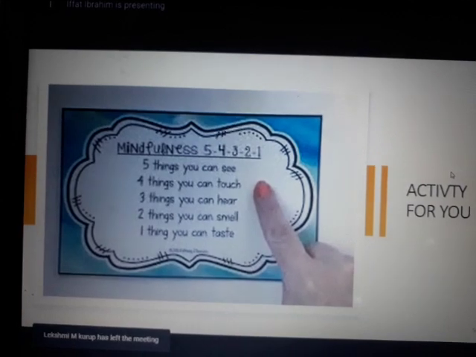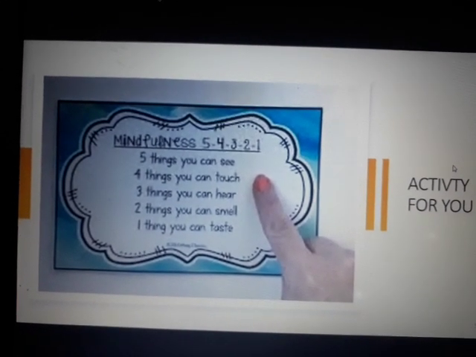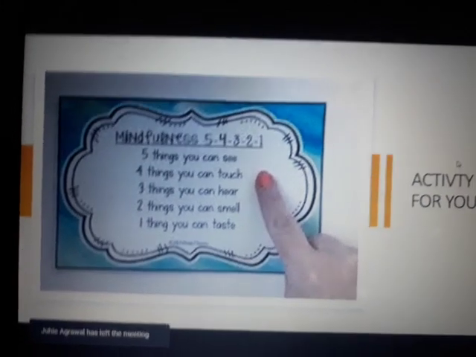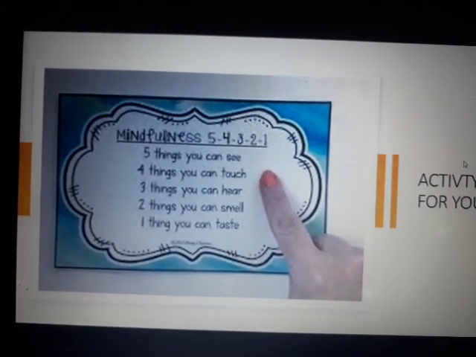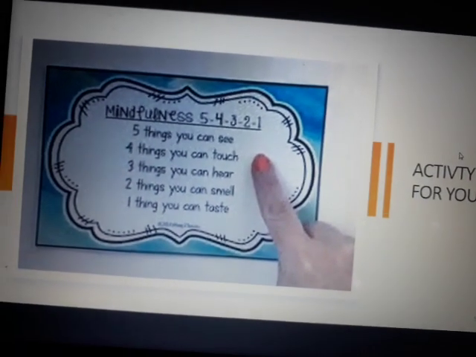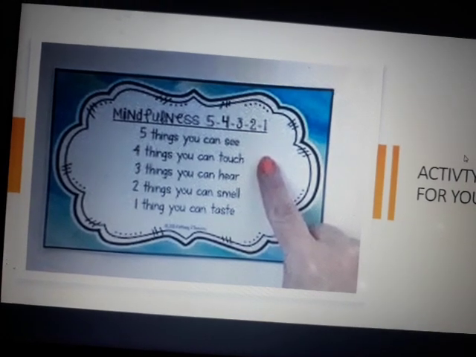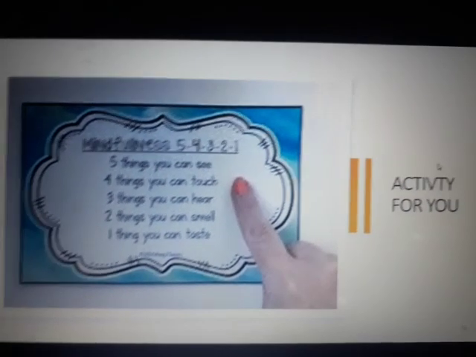Did you pay attention to that earlier? You were so engrossed in listening to my presentation that you did not pay attention to these sounds that were around you. Now focus on 2 things that you can smell. Can you smell something? And think of 1 thing that you can taste.